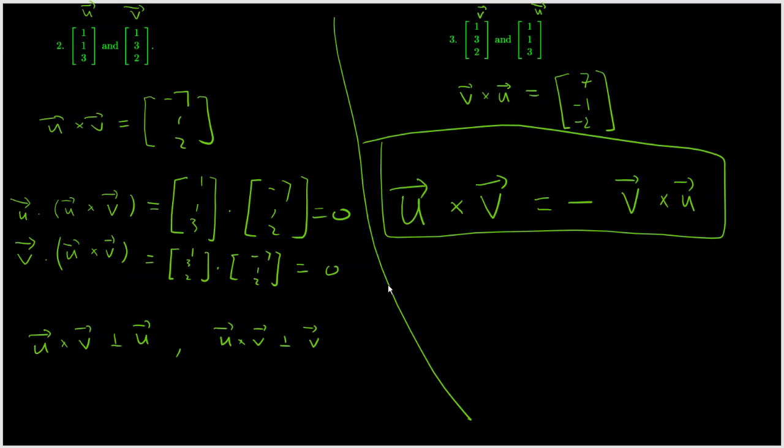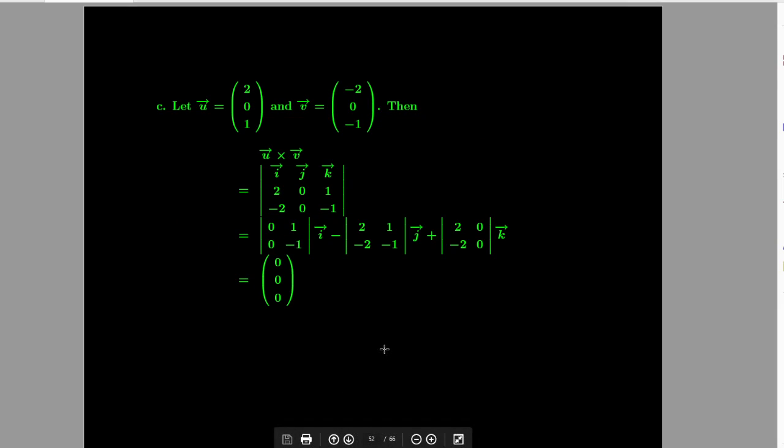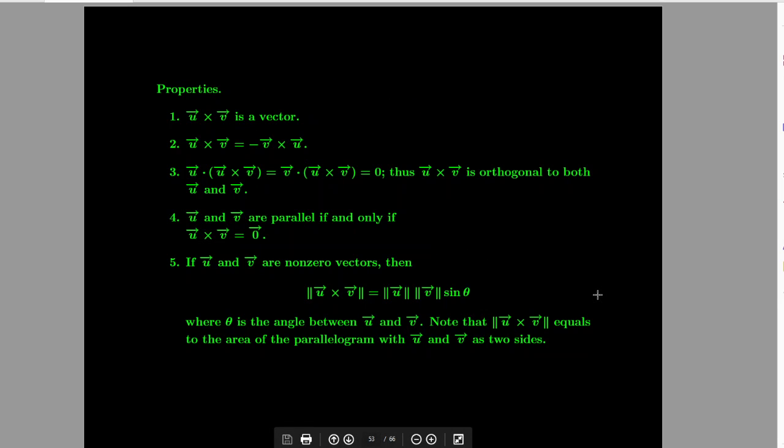Now the conclusion. A conclusion I want you to know is geometrically, the cross product is perpendicular to both of the vectors u and v. I will show you the property on PDF. Now look at number 3. The property is true for any three vectors, not only for the two particular vectors u and v in the question. It's true for any three vectors.